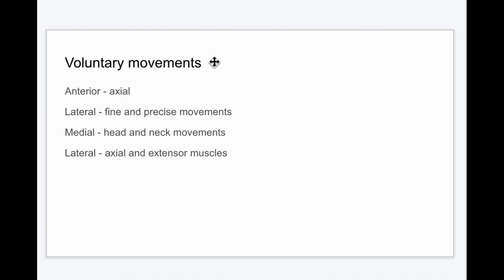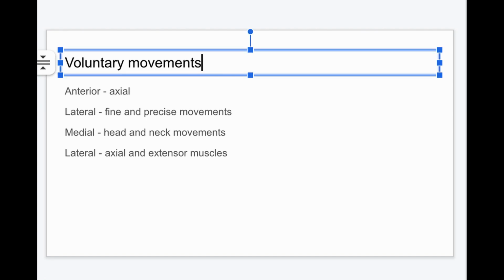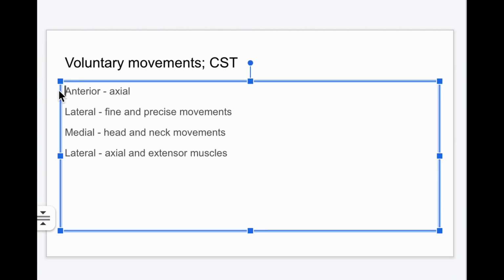So what does any of this mean? The voluntary movements, I spoke about this, are going to be controlled by the corticospinal tract. The anterior corticospinal tract is going to be there more for axial movements, and the lateral one is going to be there for the fine and precise movements.